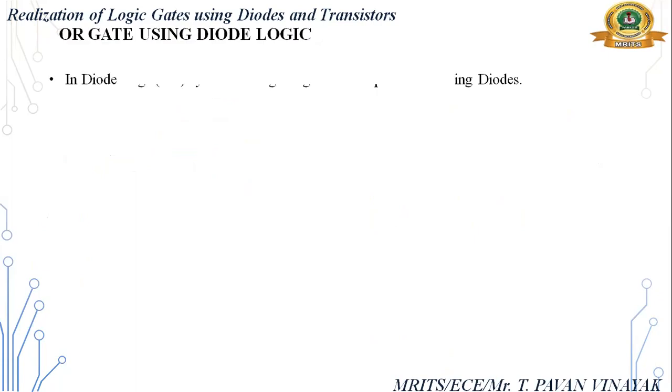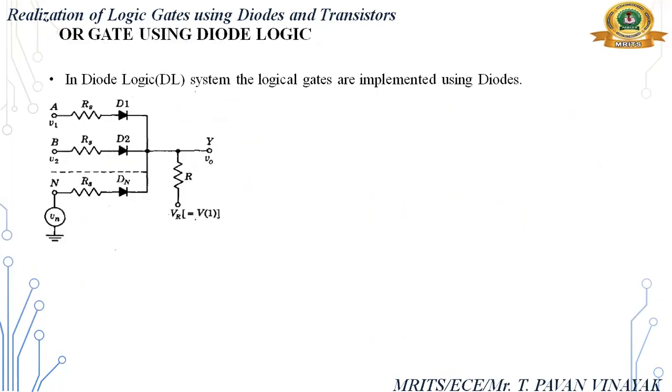Next, OR gate using diode. Here diodes are connected in forward direction, and the resistor is given to ground downwards. This is not VCC, this is ground. Remember, this is ground.